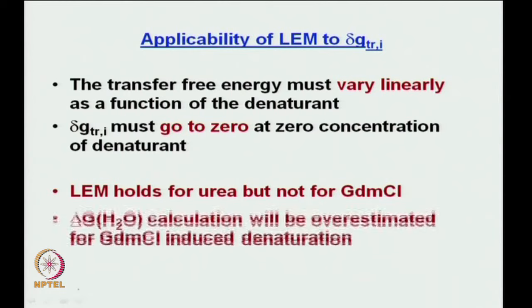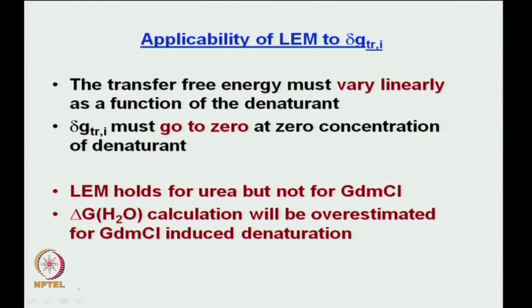And next, therefore, delta G H2O calculation will be overestimated for guanidine hydrochloride induced denaturation. It will be overestimated, remember, because delta G transfer should have gone to 0, but is actually not going to 0. It is giving you a finite value, and that is why your delta G H2O is being overestimated. Do you understand why delta G H2O is being overestimated? Just go back, look at the equation, compare this, and you will find out why.